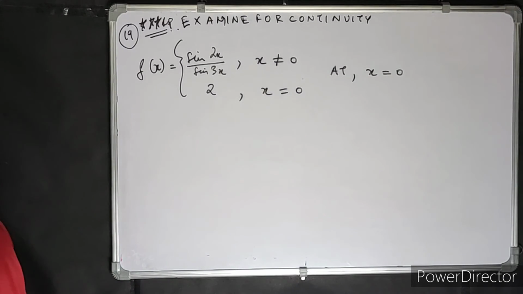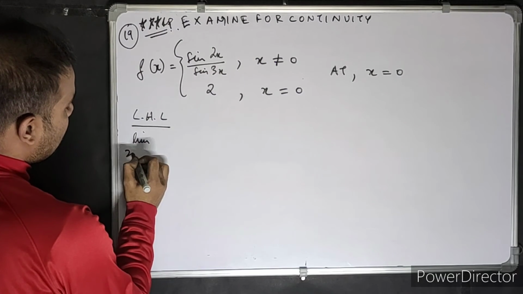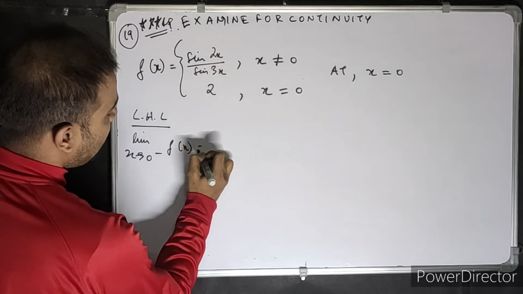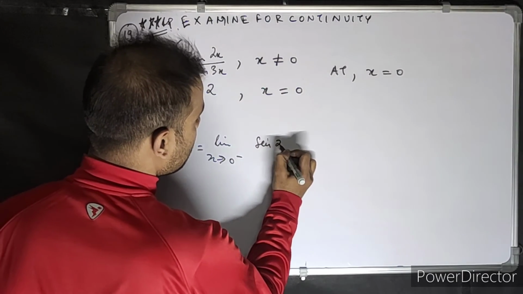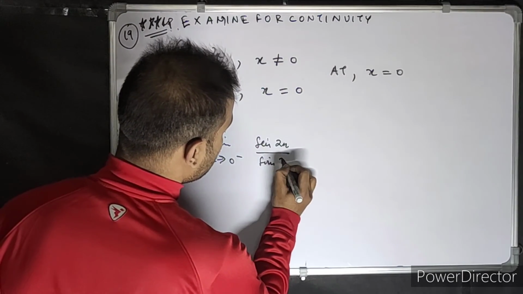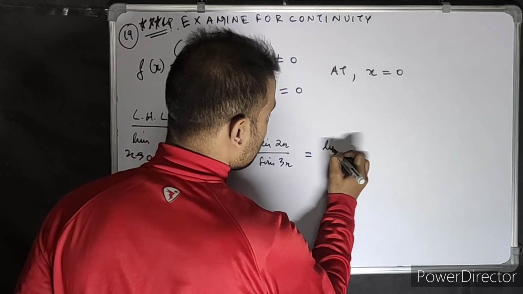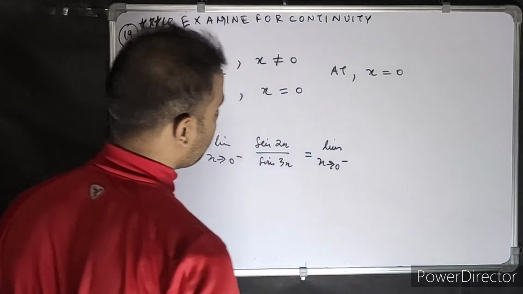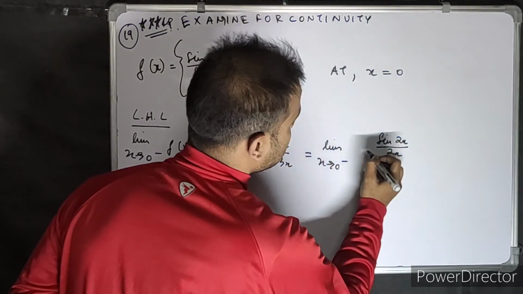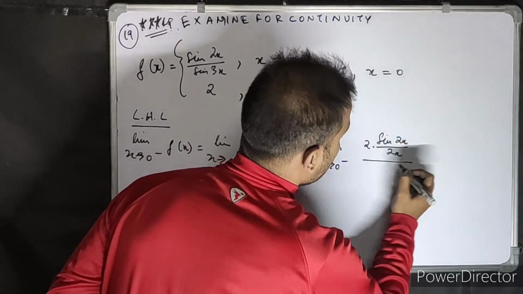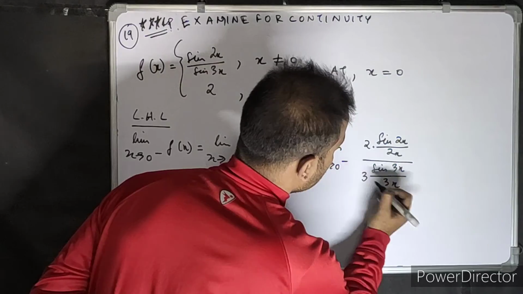It's a simple question. Okay, so start with the LHL, left hand limit. Limit of x tends to 0 negative, f of x is limit of x tends to 0 negative, which function? That function sine 2x divided by sine 3x. So now what do you have to do? Simple. From here, limit of x tends to 0 negative, this will be sine 2x divided by 2x into 2, and down here sine 3x divided by 3x into 3.